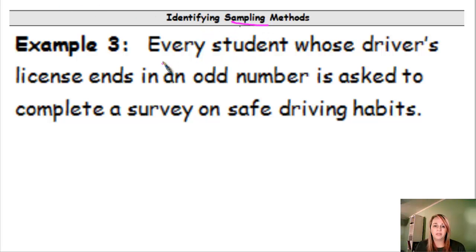Identify the sampling method. Every student whose driver's license ends in an odd number is asked to complete a survey on safe driving habits. Well, I'm not necessarily picking every fifth person, but I am in a very systematic way picking who I'm sampling, because I'm picking everyone with an odd number. So this is systematic.